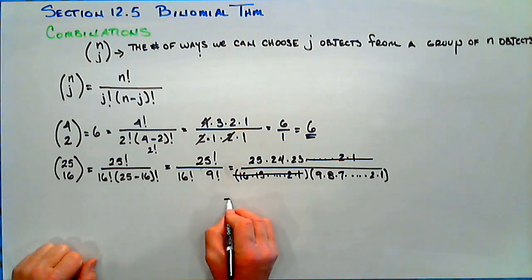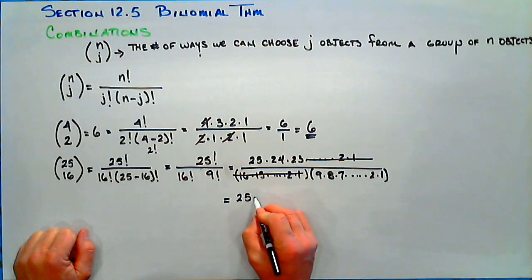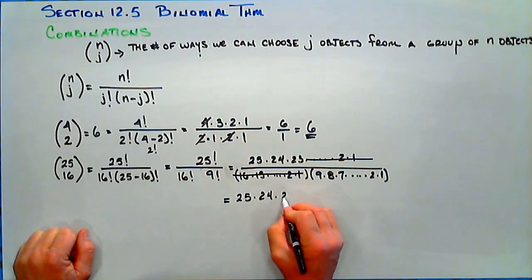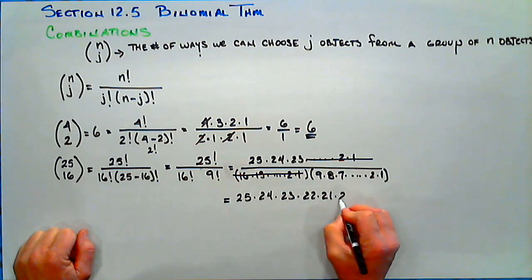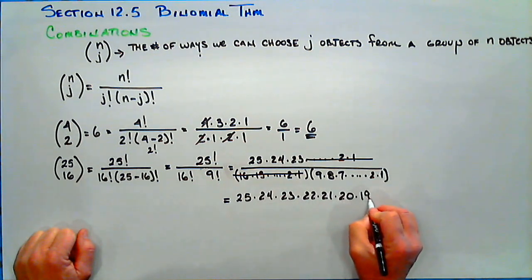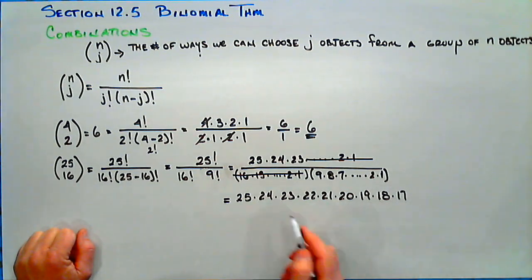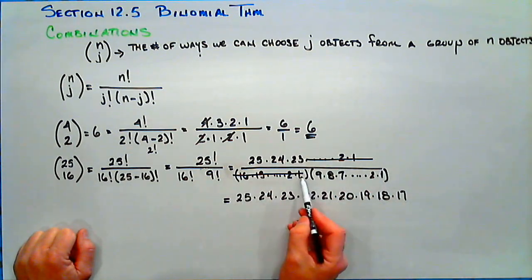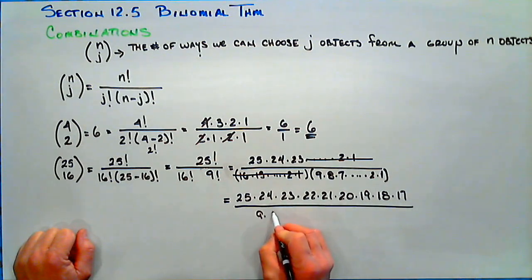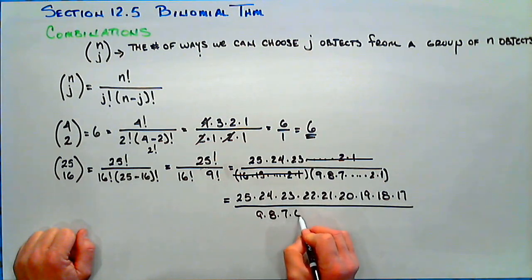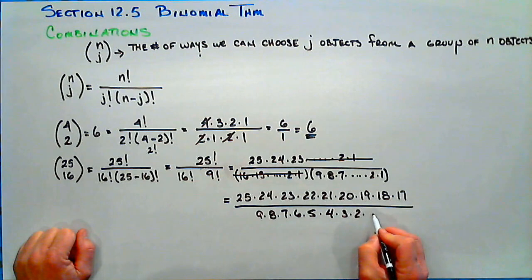Now, again, this is not great. This is not going to make this fabulous. What is going to be left? We're going to have 25, 24, 23, 22, 21, 20, 19, 18, and 17 is left, right? Because 16 on down canceled with this 16 factorial down here. Now, what do we still have on the bottom? On the bottom, we have 9, 8, 7, 6, 5, 4, 3, 2, 1.